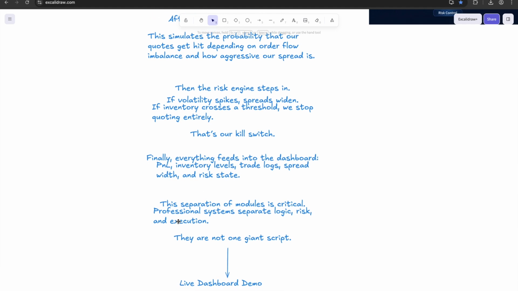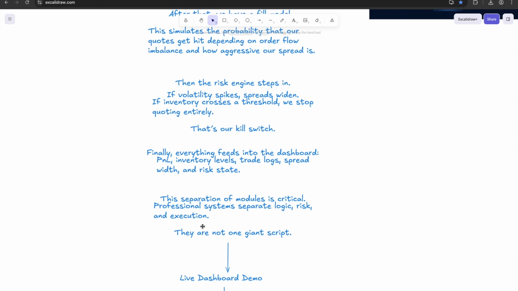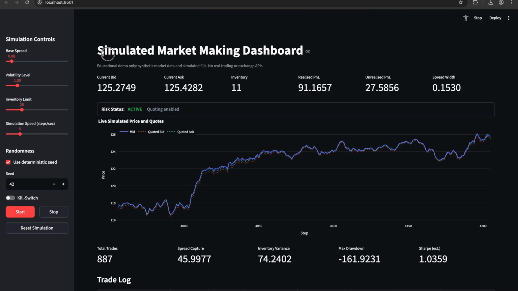This separation of modules is critical because good and professional systems separate logic, risk, and execution. They're not one giant script, right? We have different modules for different things. Now let's take a look at the dashboard that we have created for you.